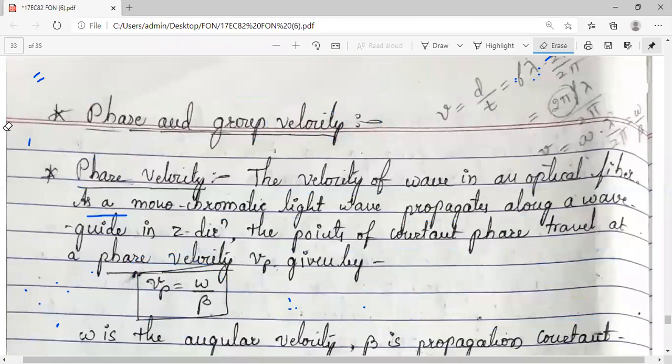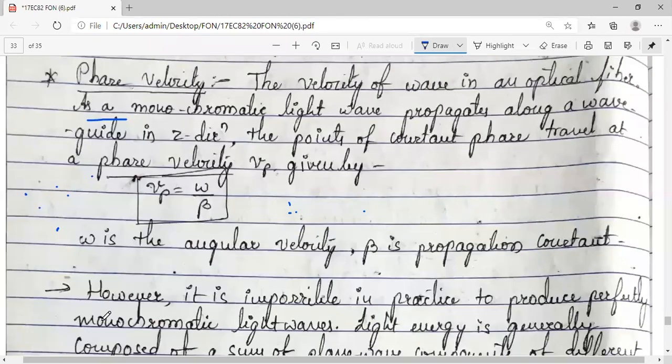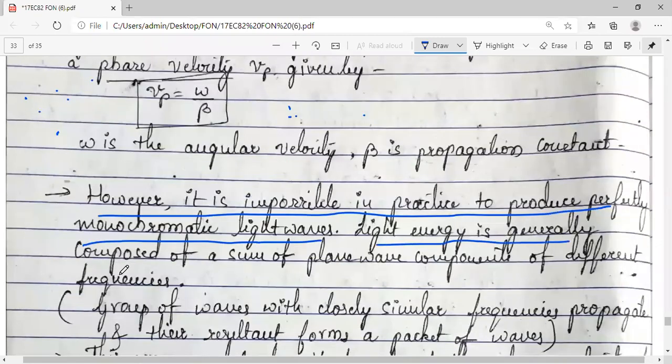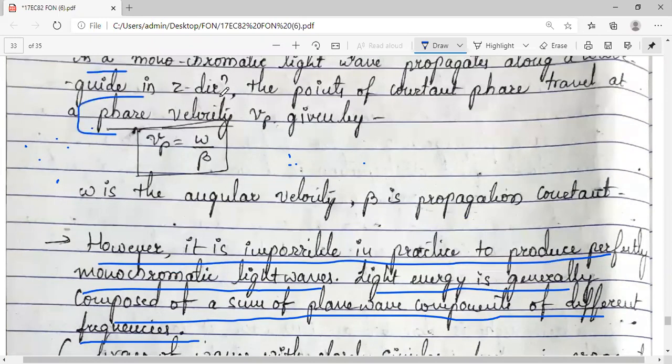So it is not practical enough to consider monochromatic light only, because what will happen? It is impossible in practice to produce perfectly monochromatic light waves, because it will be a combination. Light energy is generally composed of different plane wave components of different frequencies. Because the frequencies are different, you will be getting different colors, right? So because of this, we won't be considering phase velocity separately.